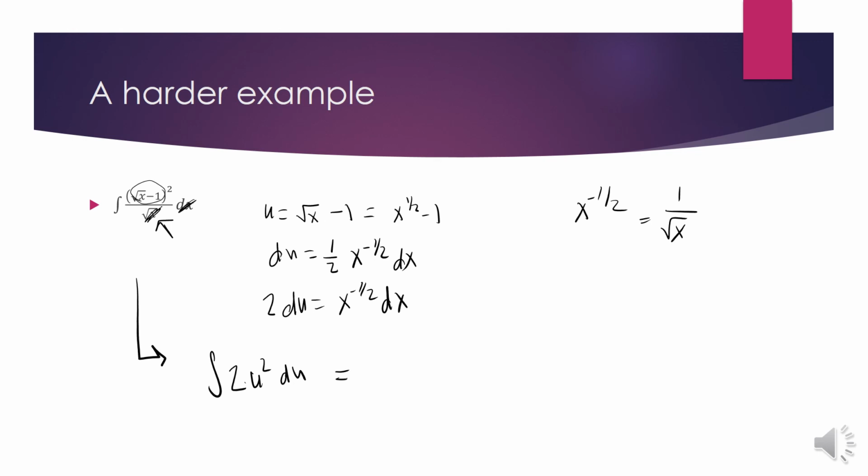So this is a much easier integral to deal with. So add 1 to your exponent, divide by my new exponent. So 2/3 u cubed. And then lastly, let's plug x back in. So 2/3 (square root of x minus 1) cubed plus c.